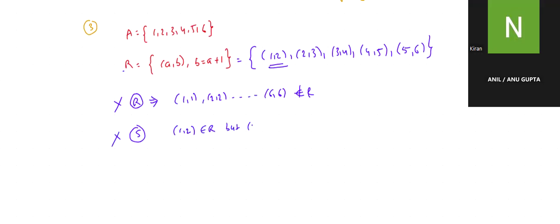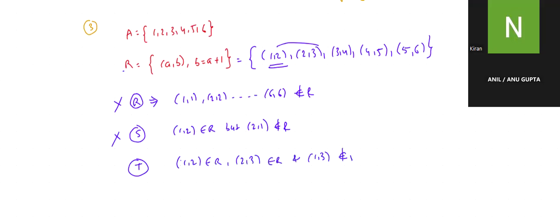Is it transitive? It is not transitive, because (1, 2) belongs to R, (2, 3) belongs to R, but (1, 3) does not belong to R. Therefore, not transitive. Okay, one more and we will stop, the last question.